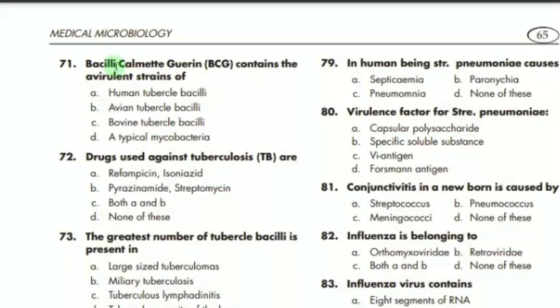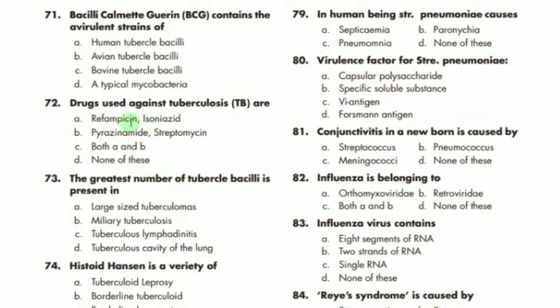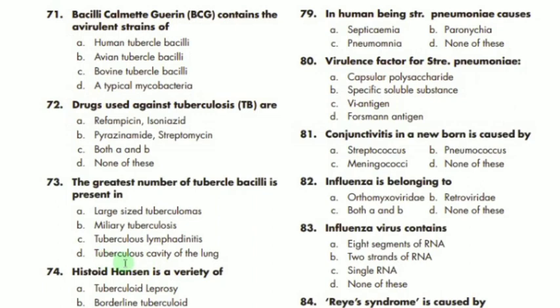Then we have 71 MCQ which says that Bacillus Calmette-Guerin, which is the BCG, contains the avirulent strains of what? Bovine tubercle bacilli. Okay, so C is the correct option. 72, drug used against tuberculosis. For tuberculosis we use all these options. We can say that C is the correct option, both A and B. 73 MCQ says that the greatest number of tubercle bacilli is present in the tuberculous cavity of the lungs, so D is the correct option.